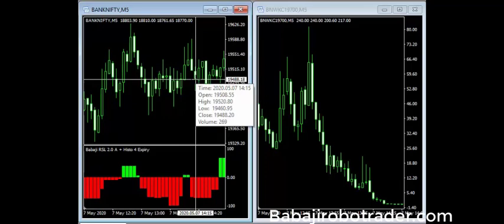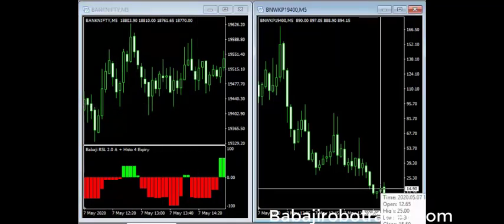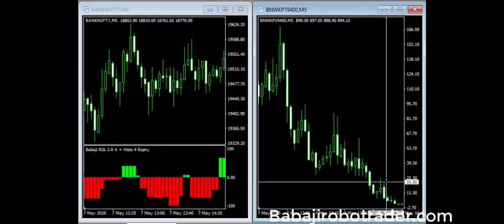So for the put side, we will take 19,400. I have loaded the 19,400. We can see the time is 2:15. Here is the 2:15. We can see the close price is 15.50 paisa. The next candle high is 21 rupees 15 paisa. So that has given more than about 6 rupees profit.